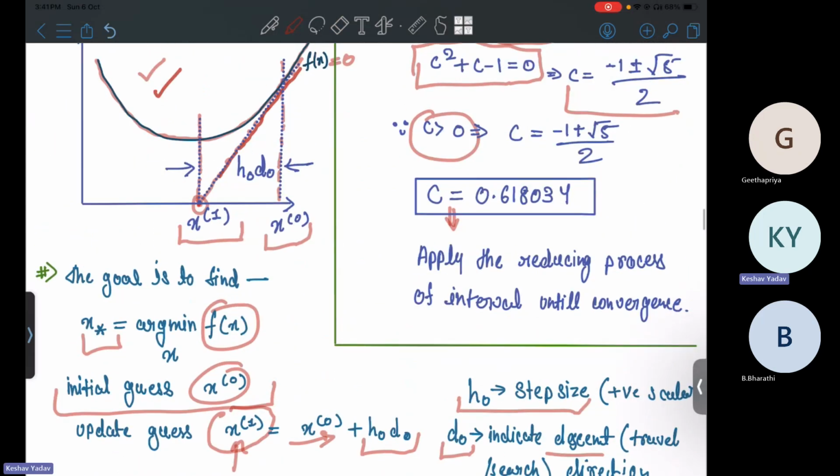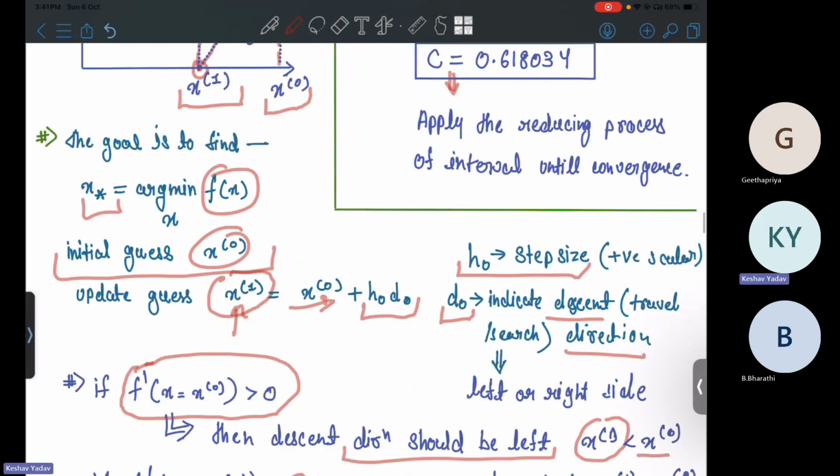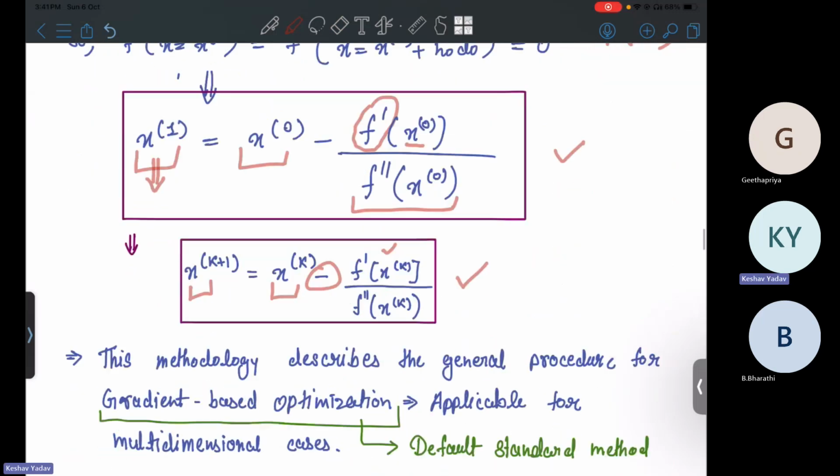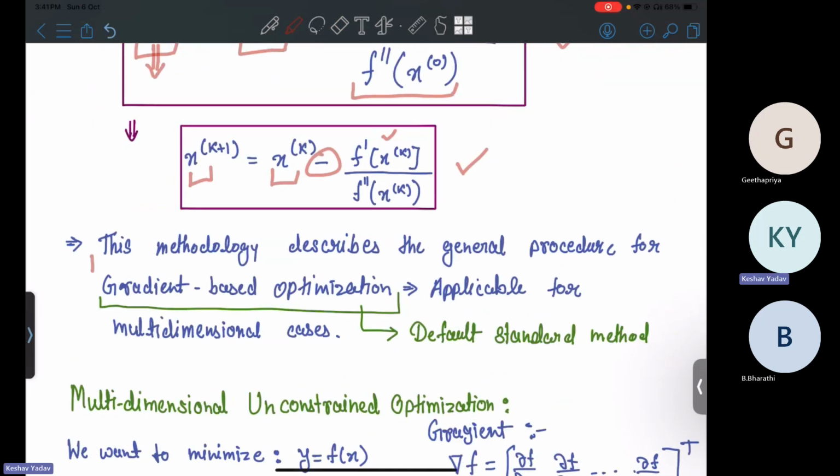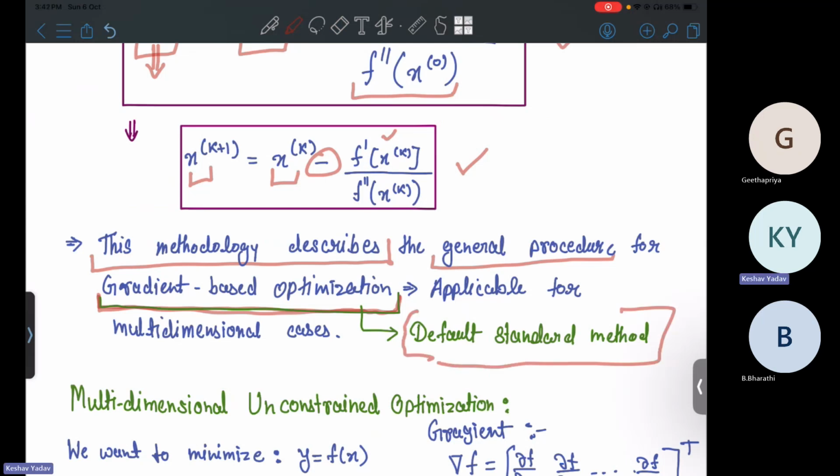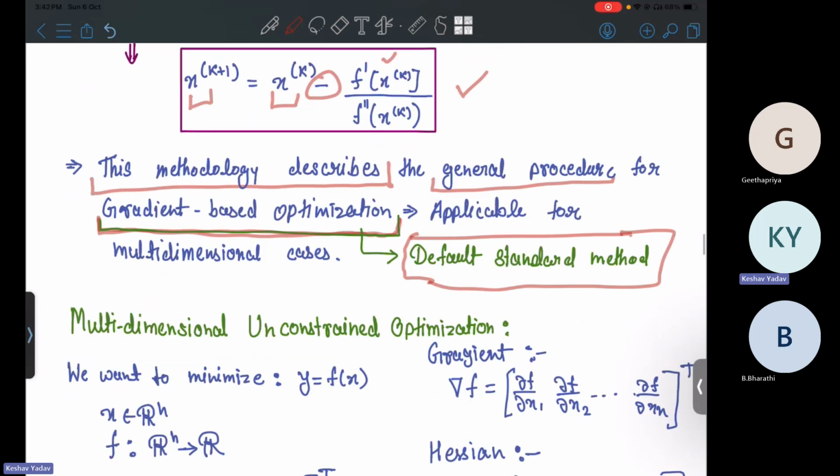So we are finding the slope, and accordingly we are moving towards the solution. This methodology, when we are finding the slope and moving towards it, is a general procedure of what? Gradient based optimization problem. This is a default method for many numerical optimization solvers that are available. So this gradient based method is kind of a default and standard method.